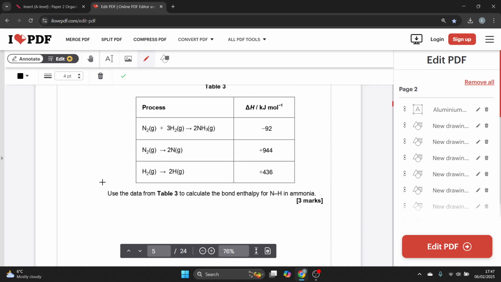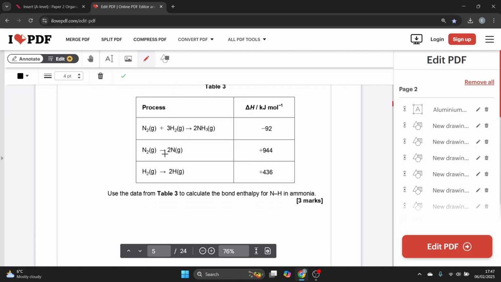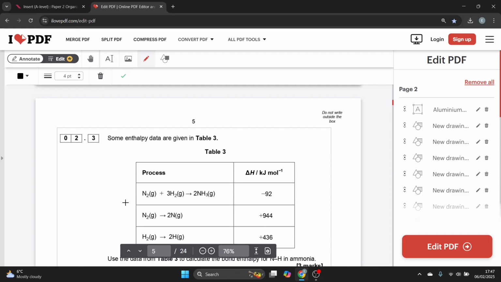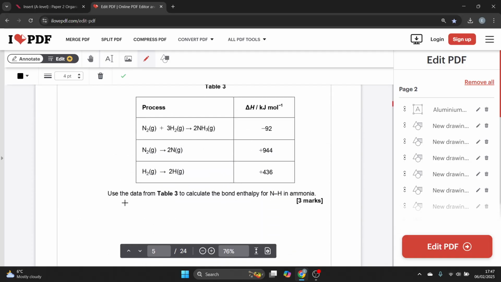Use the data from table 3 to calculate bond entropy for NH in ammonia. Okay, bond entropy, energy required to break bonds minus energy released when new bonds are formed. And I know, to go from N2 to 2N, so the answer is, okay.